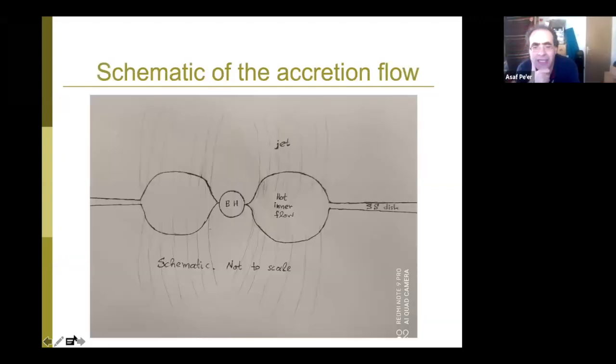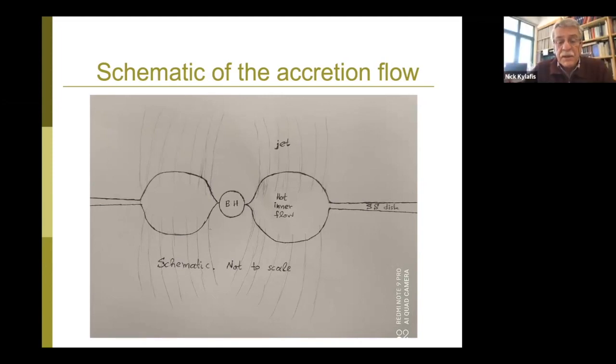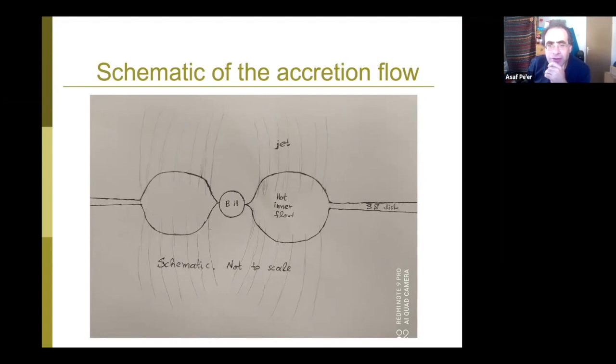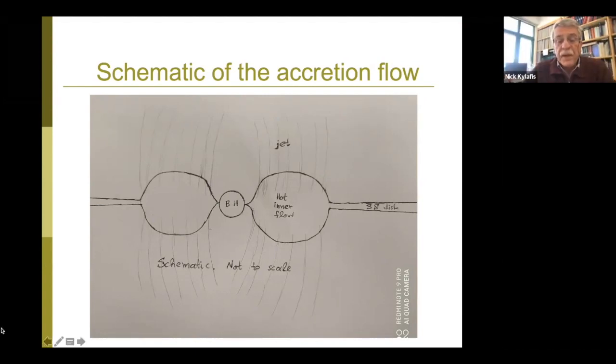Here it is. Do you see anything directly from the inner flow itself or just indirectly via the production of jets? Indirectly. So in your model, you see nothing from the hot inner flow? No. Okay.